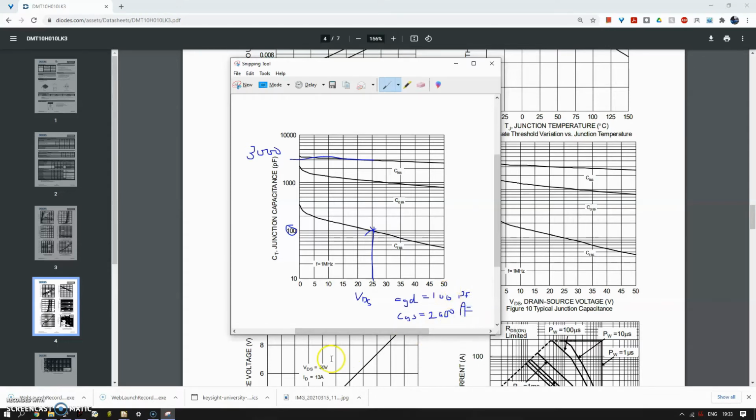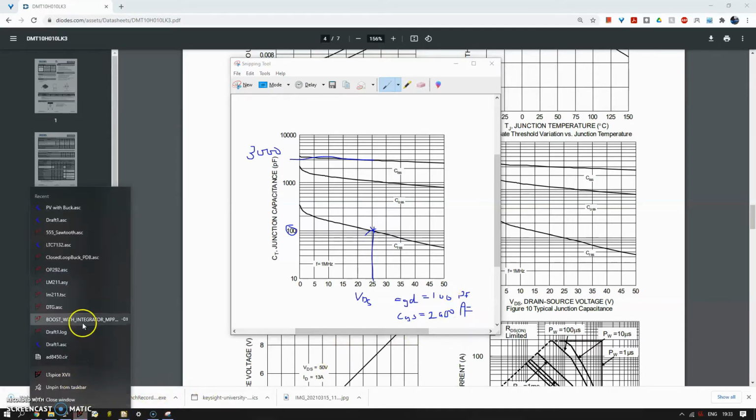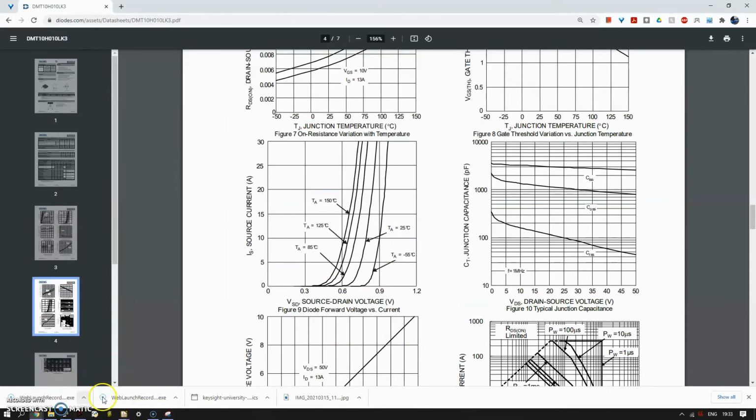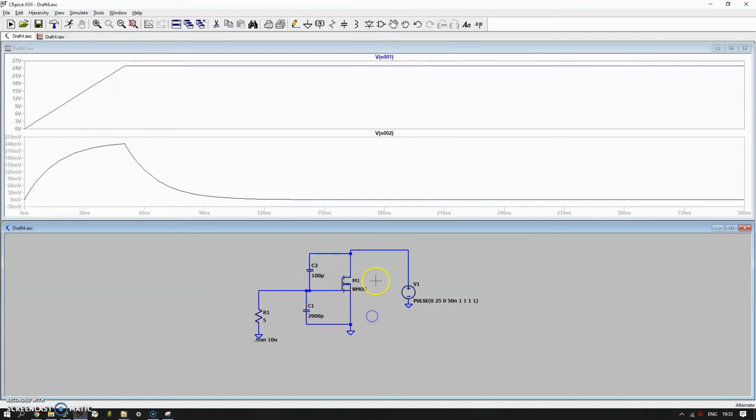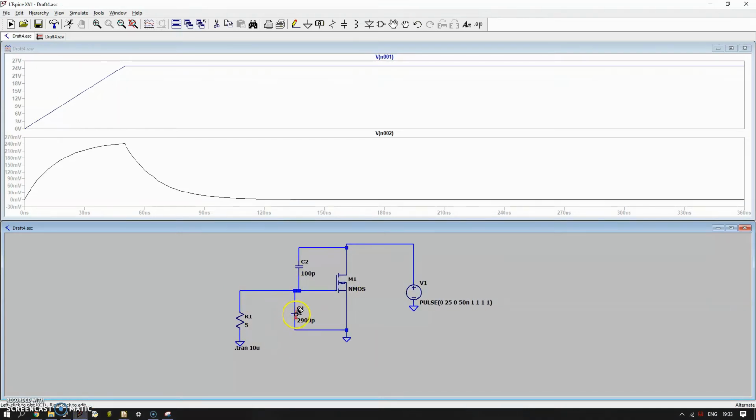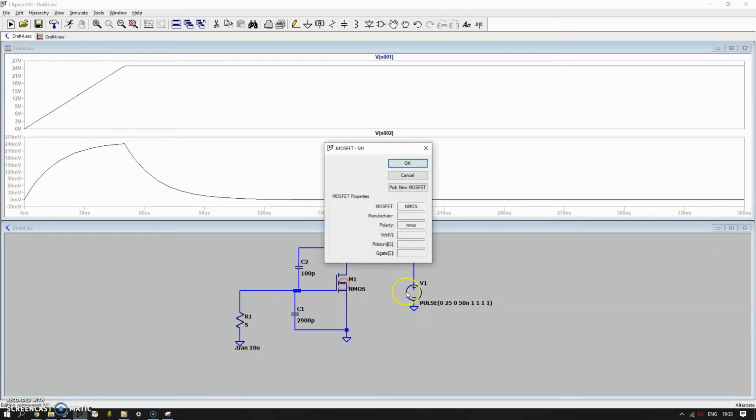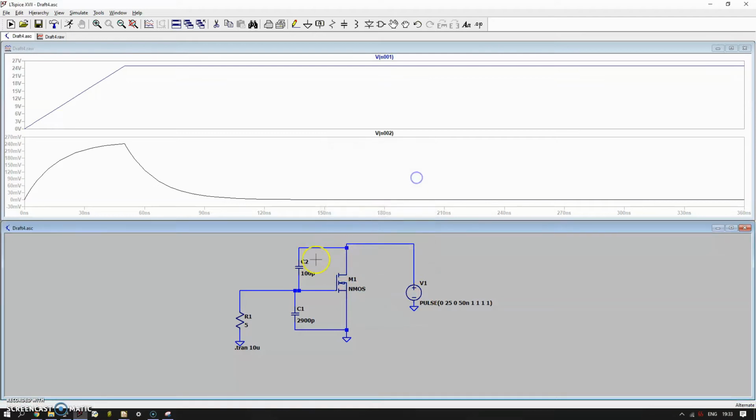Okay, so we can take those numbers and put that into LTspice. I've already done that here. What I did was I quickly placed down an NPN MOSFET. I don't need to select a MOSFET because I'm choosing the characteristics that I want to model, which are the gate drain, drain source and gate source capacitances.